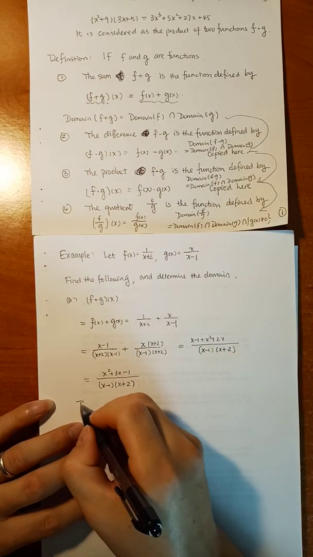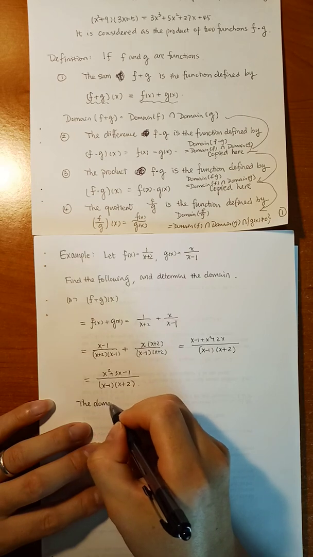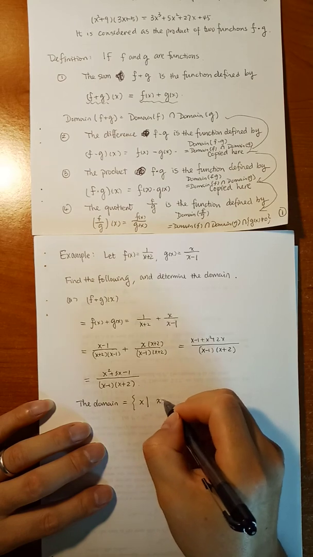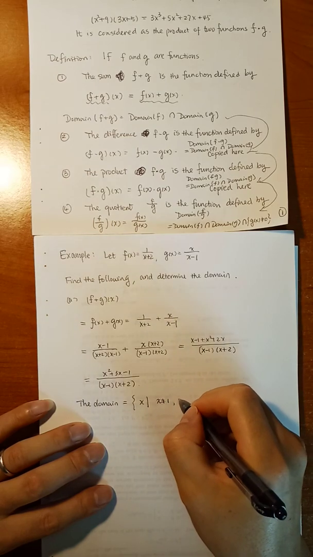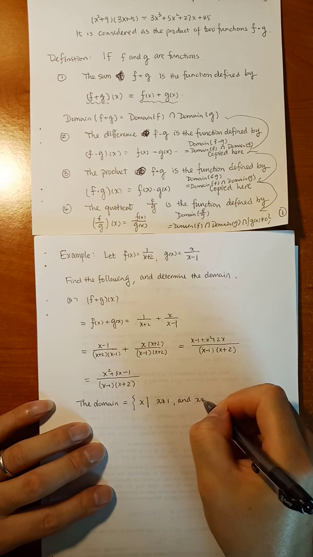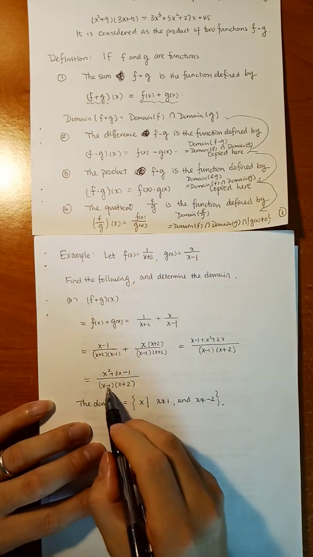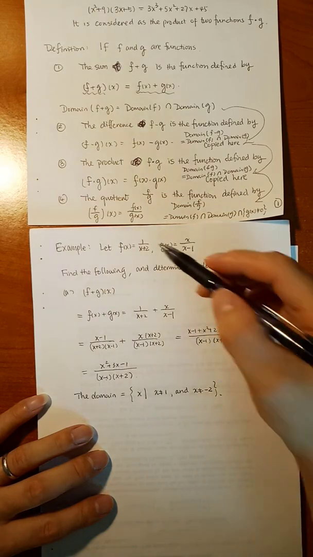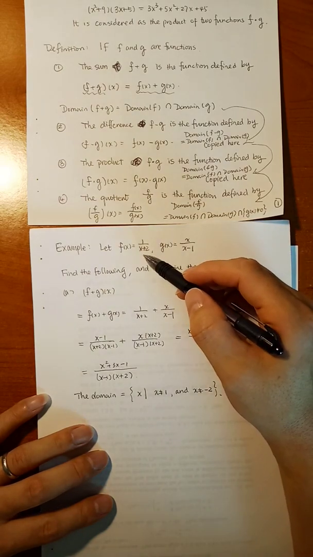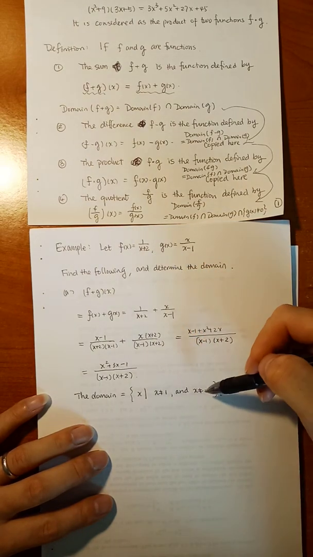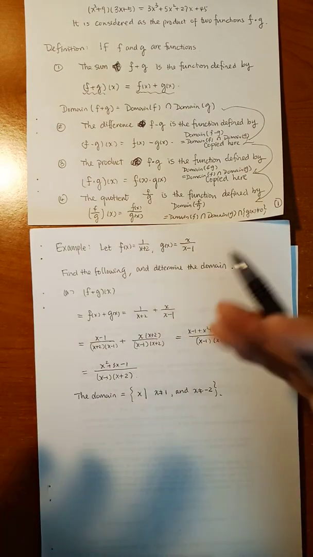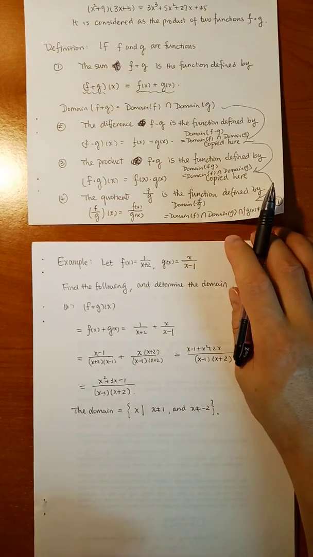And the domain is x is not equal to 1, and x is not equal to negative 2. x is not equal to 1 comes from x minus 1 equal to 0. x is not equal to negative 2 comes from x plus 2 equal to 0. And this is exactly the intersection of them. This function f has a domain x is not equal to negative 2. This one has domain x is not equal to 1. So you get the intersection, which means and.